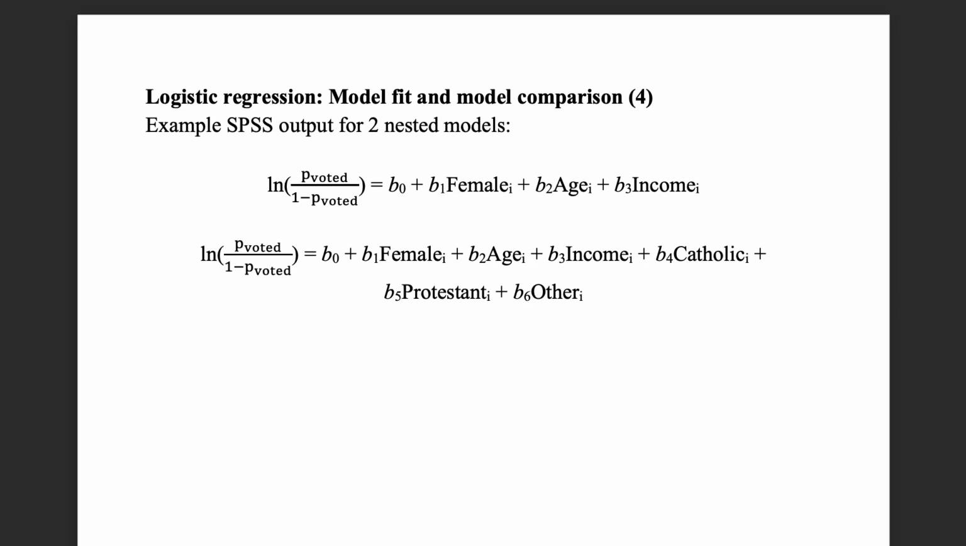So we really have here a situation of two nested models, because the first model constrains the coefficients for Catholic, Protestant, and other, so the coefficients B4, B5, and B6, to take the value 0, because only if they take the value 0 can we drop them from the equation. So these are really classical nested models. I asked SPSS to estimate these two models as nested models, and I put an example syntax on Brightspace that shows you how to do that.